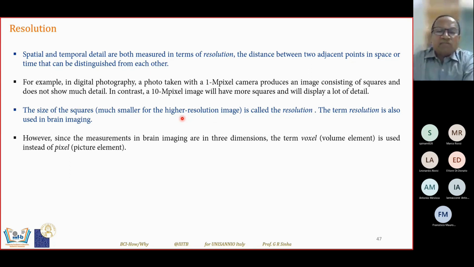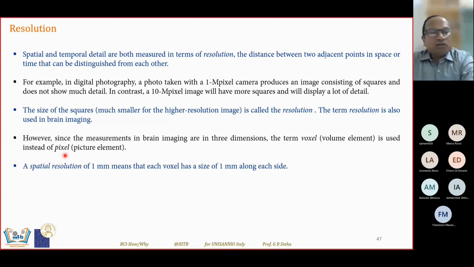Since the measurements in brain imaging are in 3 dimensions, this is what I was trying to tell you. Voxel, because particularly in metabolic observation, you also record video. So we don't call that a pixel, we call it a voxel. Volume element is used instead of picture element, and there both resolutions matter. Now coming to spatial resolution. A spatial resolution of 1 mm means each voxel has a size of 1 mm along each side, because it's a volume. Video is there, so it's a 3D kind of thing. So you have a spatial resolution.